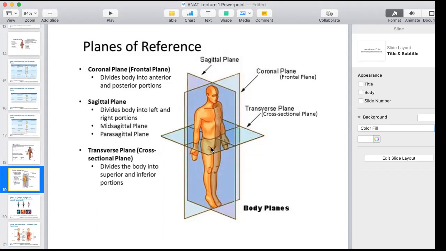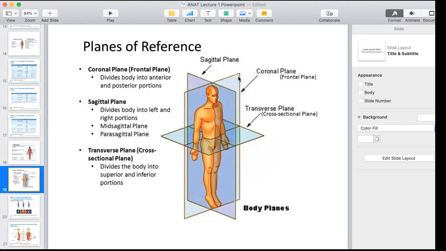But when we say coronal, what this is doing is separating the person into the anterior and posterior portions. So you're separating the anterior and posterior parts of their body. So we call this the frontal or coronal plane.